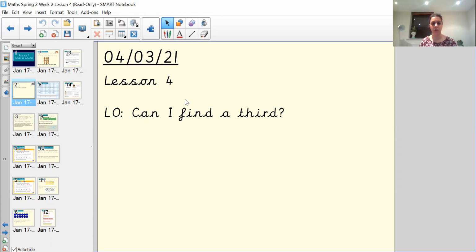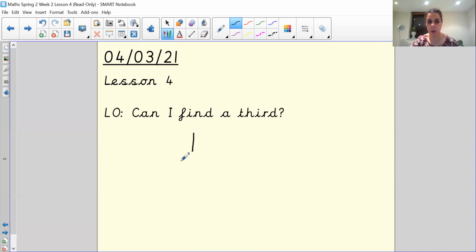So finding a third. First thing I want you to do on your whiteboard or a piece of paper, I'd like you to write down what a third looks like as a fraction. First job. Okay, so hopefully you have written a 1 at the top and a 3 at the bottom. That is a third. I'd now like you to label what the top number is called and what the bottom number is called. If you spell it wrong, don't worry. Okay, hopefully you've labelled the top number as the numerator, beginning with an N sound, and the bottom number as the denominator.